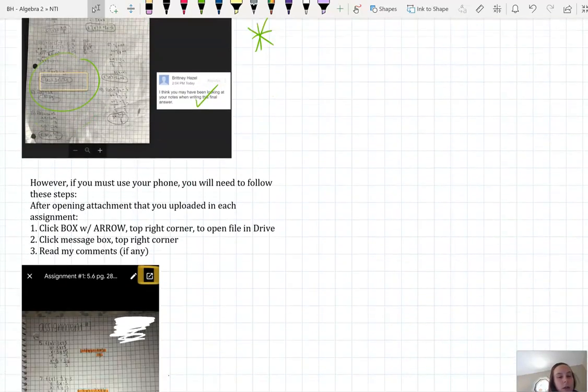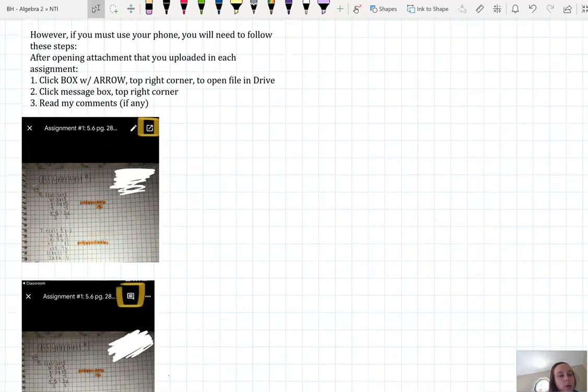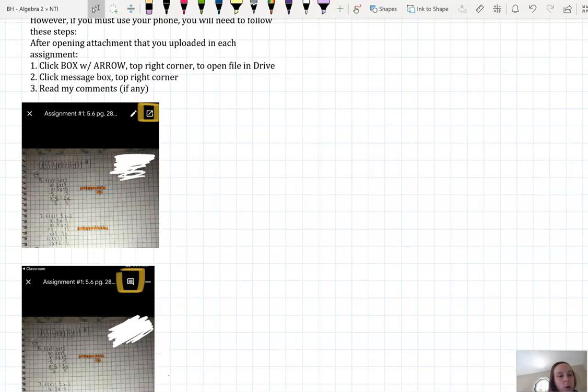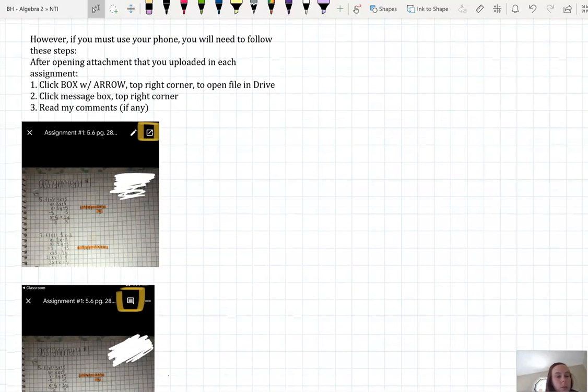If you are using a phone instead of your computer, which is fine, you have a couple extra steps to be able to see those personal comments, okay? You're going to click this box with the arrow once you open the attachment. Once again, if you have more than one attachment, you'll have to do this for each of those. Some of you will have comments, some of you will not, but every time you need to check to see if you have comments to be able to correct your answers, okay?